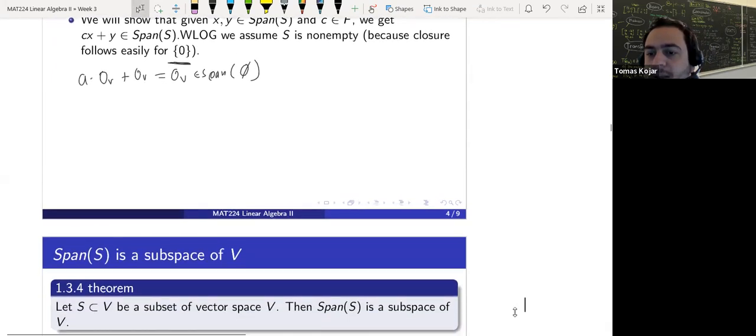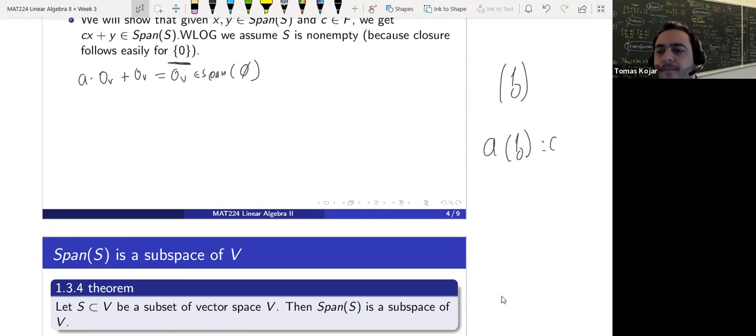No, V1 to Vn are not subspaces. V1 to Vn are vectors. So (1, 0) is just an element, not a subspace. Combinations of it are. So this is a subspace. This is not a subspace. This is just one element.